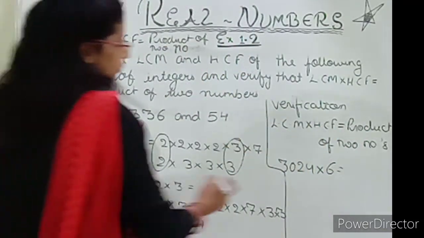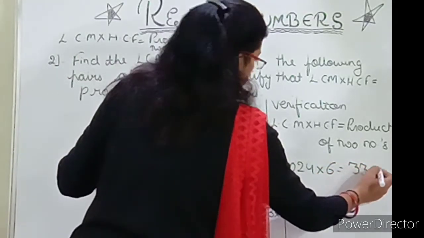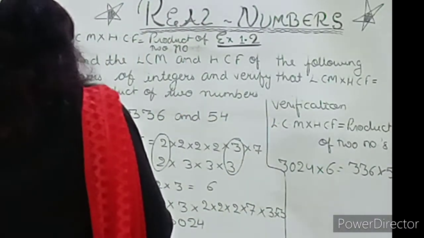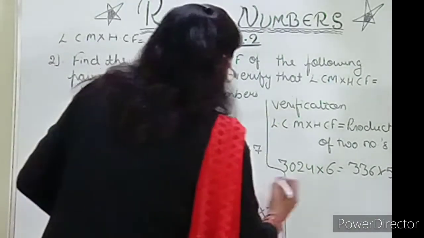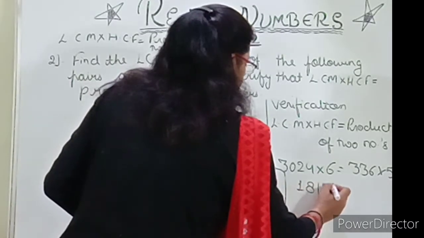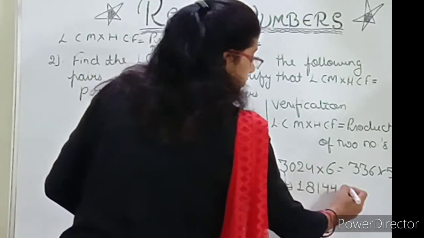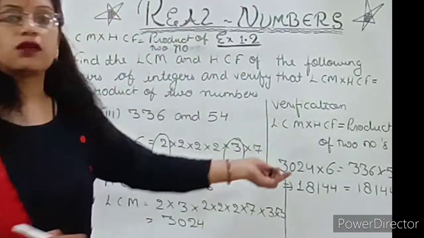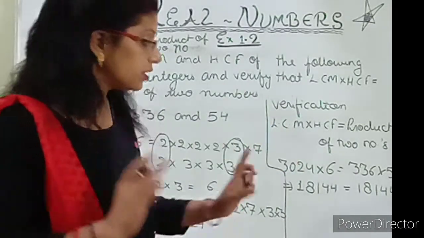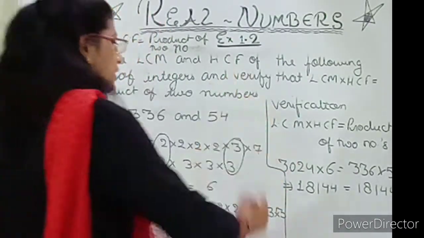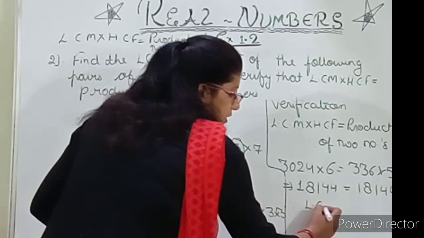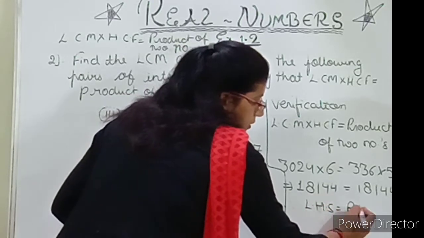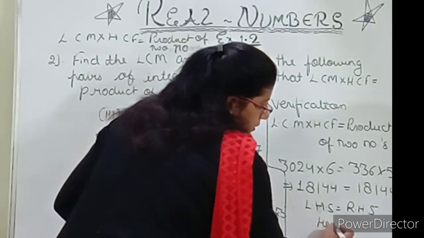What are the two numbers? 336 into 54. So multiply all these. While multiplying, you will get 18144. If you multiply these two, you will get this number. In the same way, if you multiply these two, you will get the same number. Because the left hand side and right hand side are the same, it gets verified. So you will write, therefore, LCM left hand side is equal to right hand side. Then you will write hence verified.